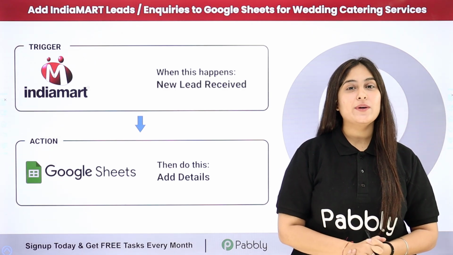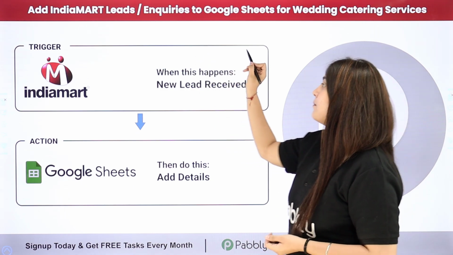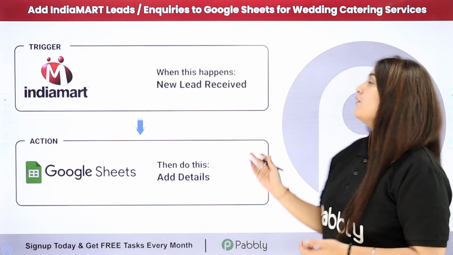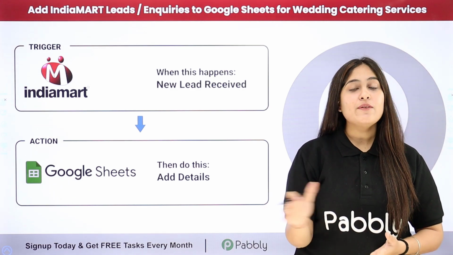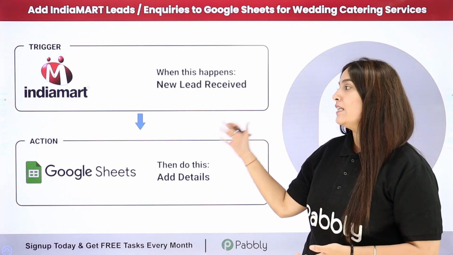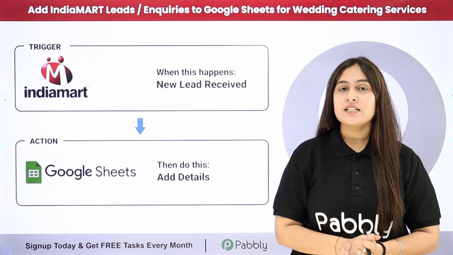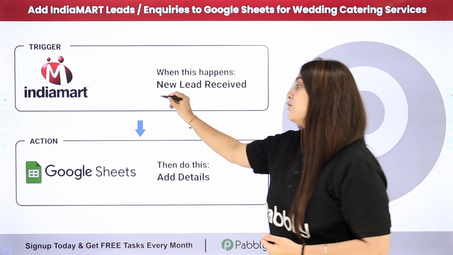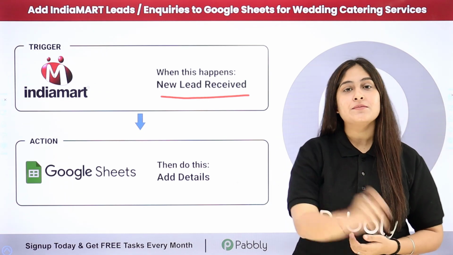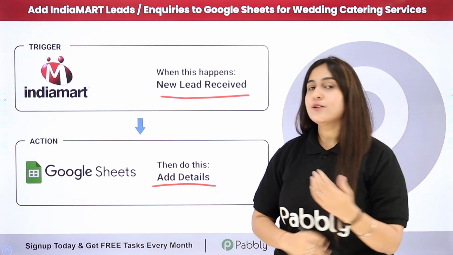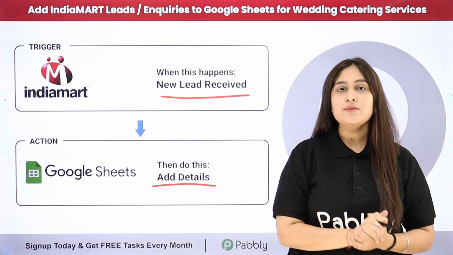So in this video we are going to understand how to add IndiaMART leads or inquiries to Google Sheet for wedding catering service. So I run a wedding catering service business and I receive a lot of leads and inquiries through IndiaMART. So now here my objective is that whenever I'm going to receive a new lead through IndiaMART, then automatically the lead and the inquiry received should be added in my Google Sheets as a new row so I can store all the lead details received in one place.